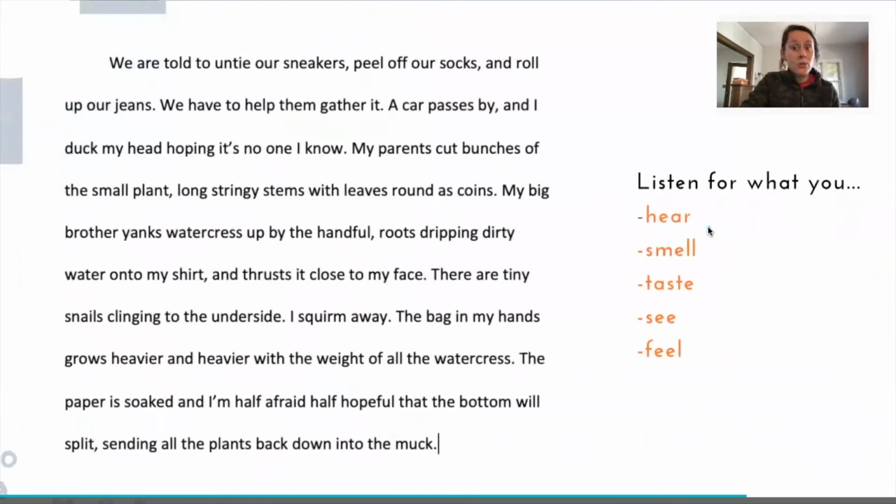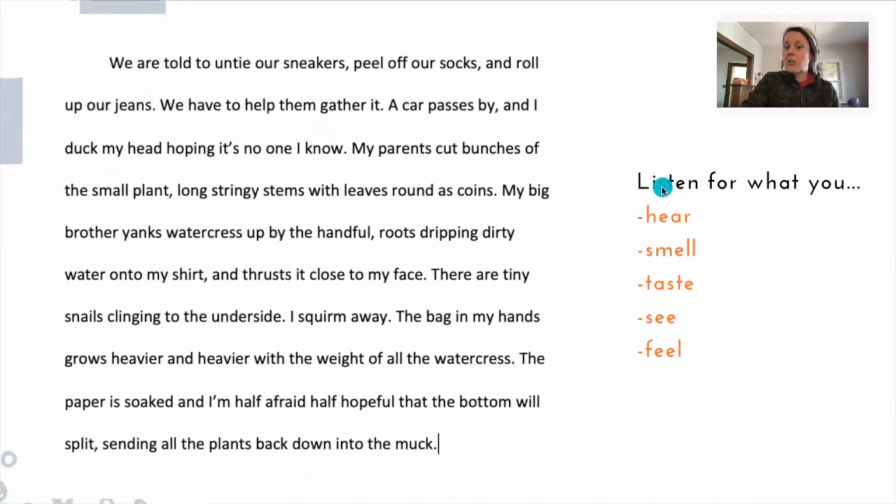This is from the book, The Story Watercress. As I read it, I want you to listen for what you hear, smell, taste, see, and feel. When you are seeing something in the story that makes you hear something, touch your ear. When you can smell something, touch your nose. When you understand a taste, touch your lips. When you see something, put your finger by your eyeball. And when there's a feeling thing, you can touch your fingers like this, or if it's an emotion, put your hand on your heart. So let's read this together.